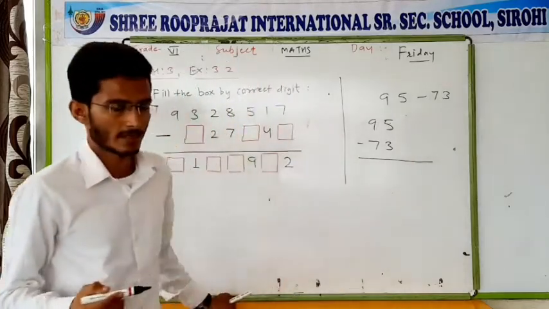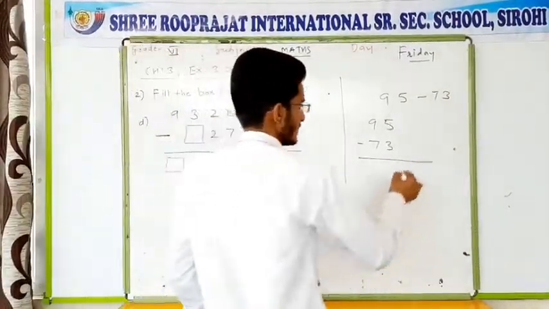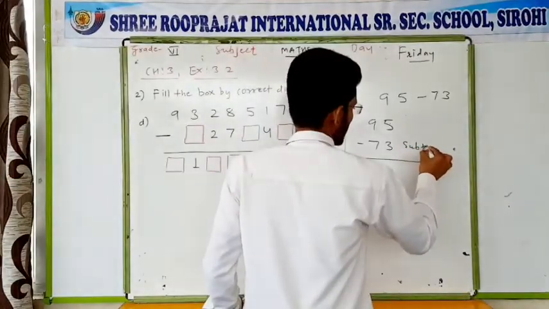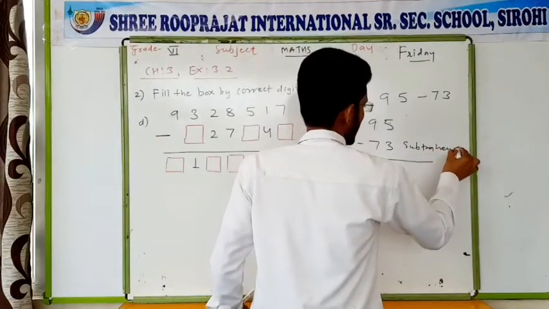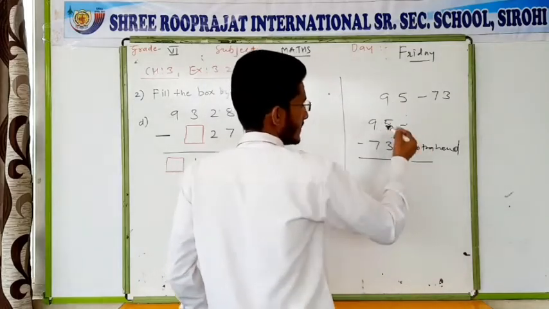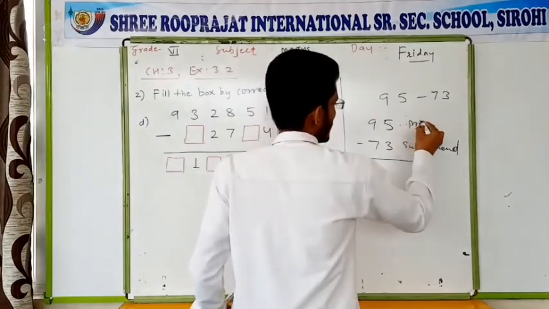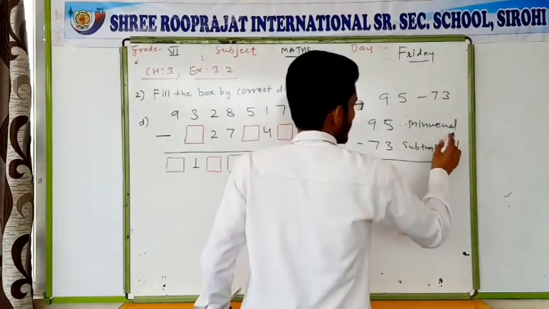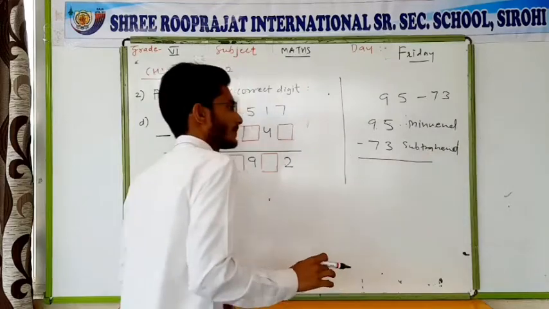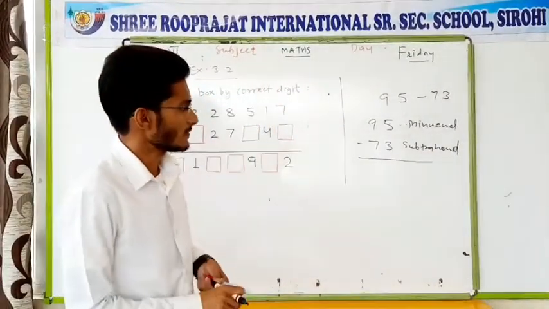95. The number which we are subtracting is called the subtrahend, and the number from which we are subtracting is called the minuend. Okay. Now, if we talk about the question, what will we do?